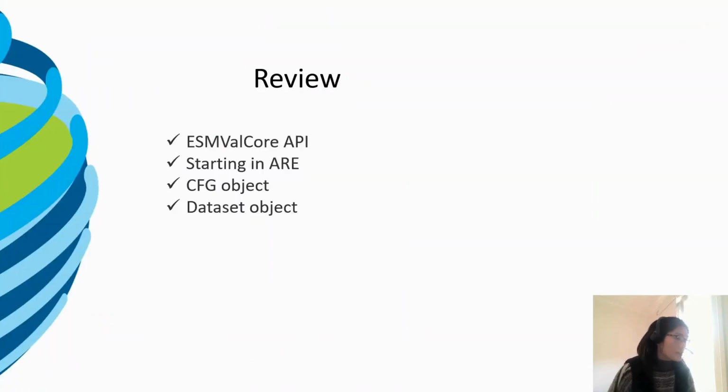So as a recap in this video, we've introduced the ESMValCore API, using it in ARE in a Jupyter notebook. We've loaded the config object and we've looked at the dataset and creating that object and using it.